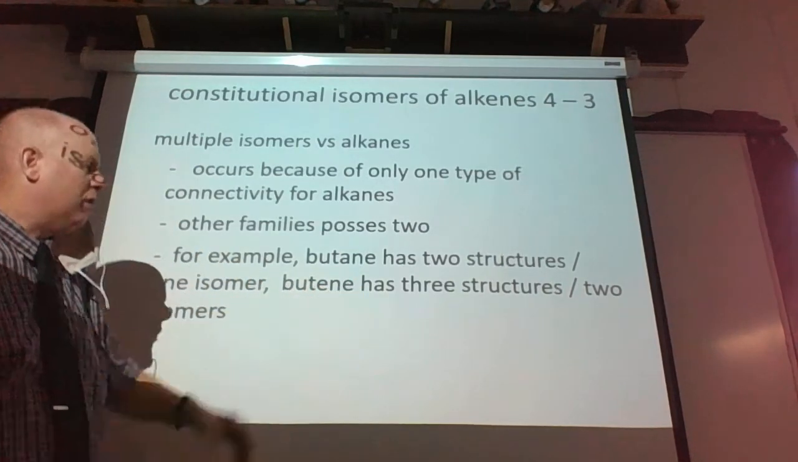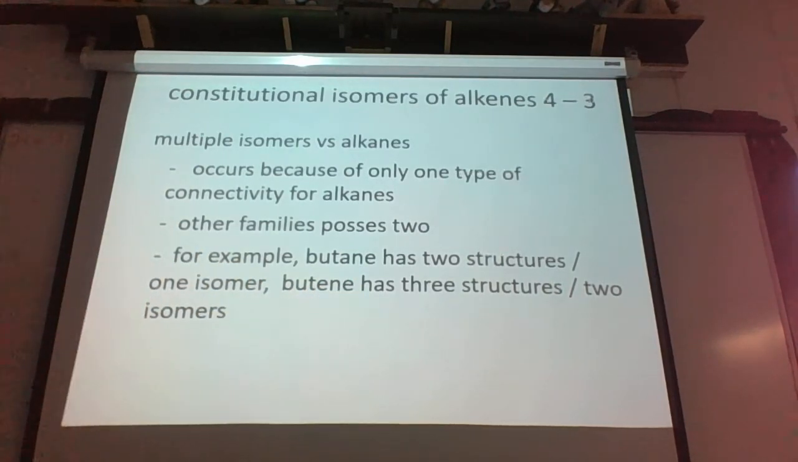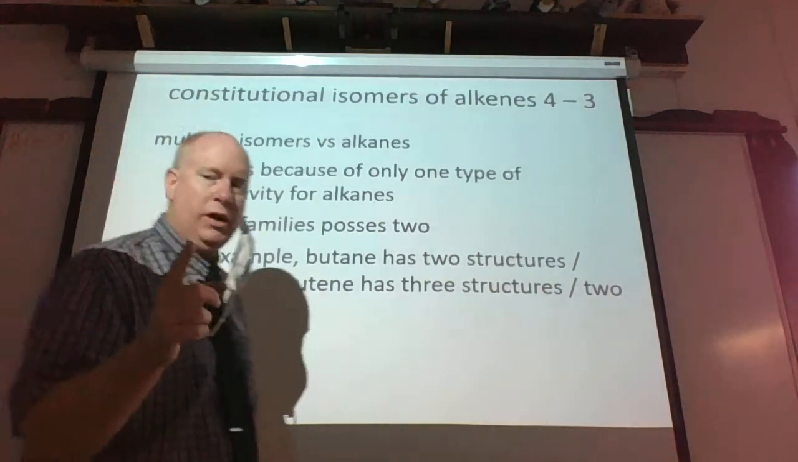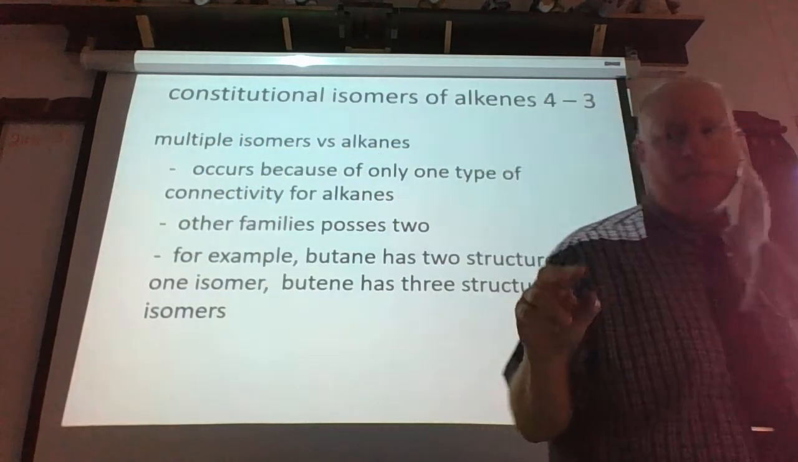Butene has three structures, two isomers. Butane only has the one structure and the one isomer. Okay?